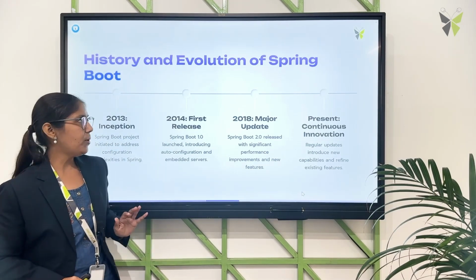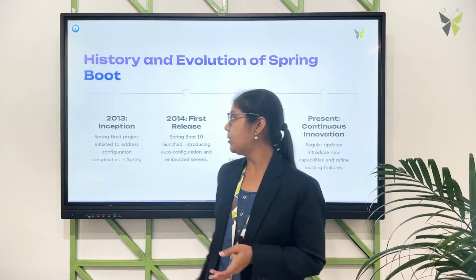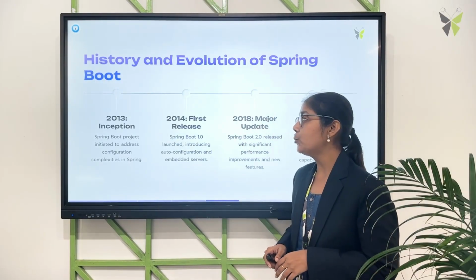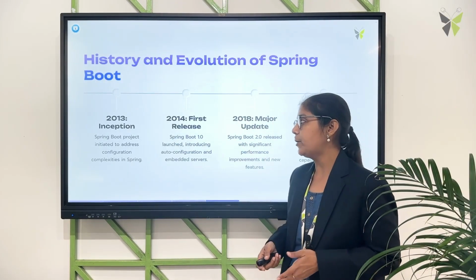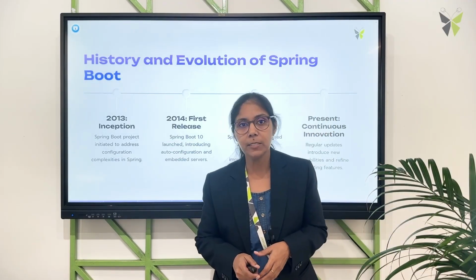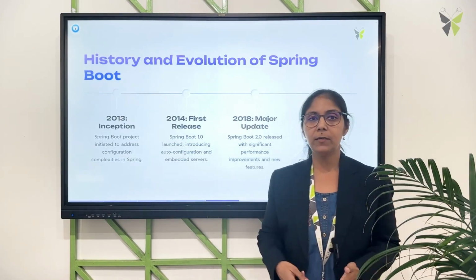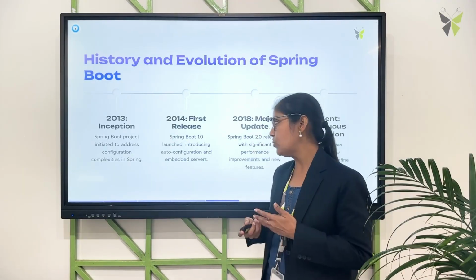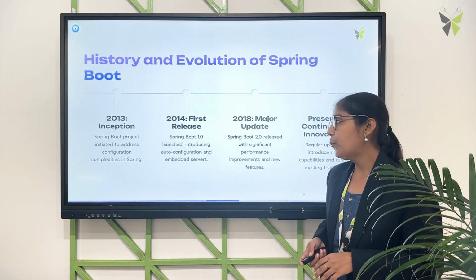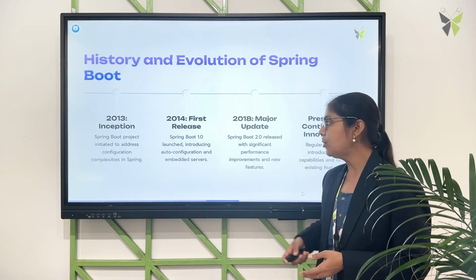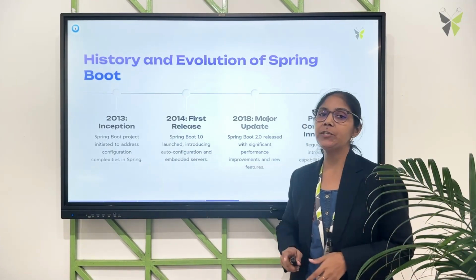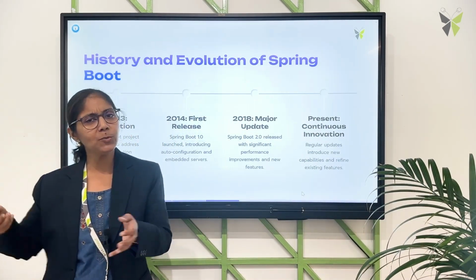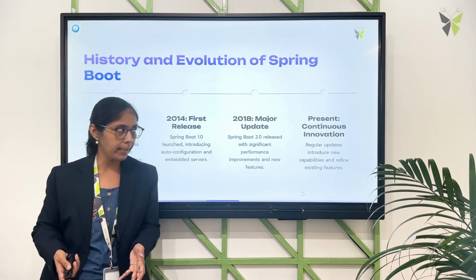So let's talk about the history and the evolution of Spring Boot. Spring Boot was a project started by the Spring company in the year 2013. The project was initiated to address the configuration complexity in Spring. Whatever issues developers were facing with the configuration part, that is what they tried to deal with using Spring Boot. In 2014, the first release of Spring Boot came out, which introduced auto configuration and embedded servers. No longer is the user supposed to embed external servers within the application itself. The servers are embedded here.